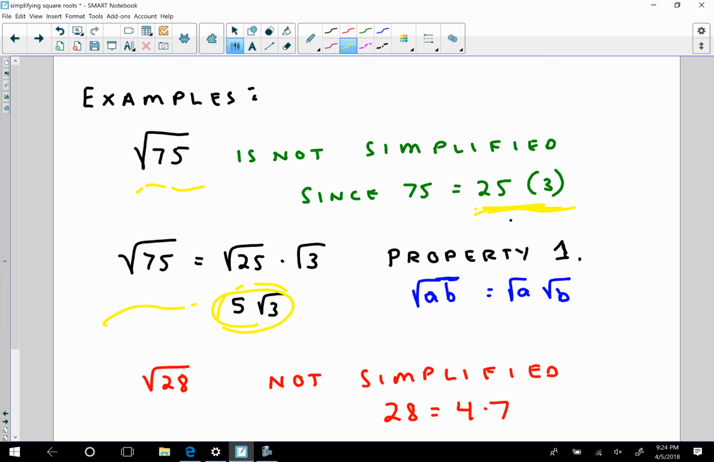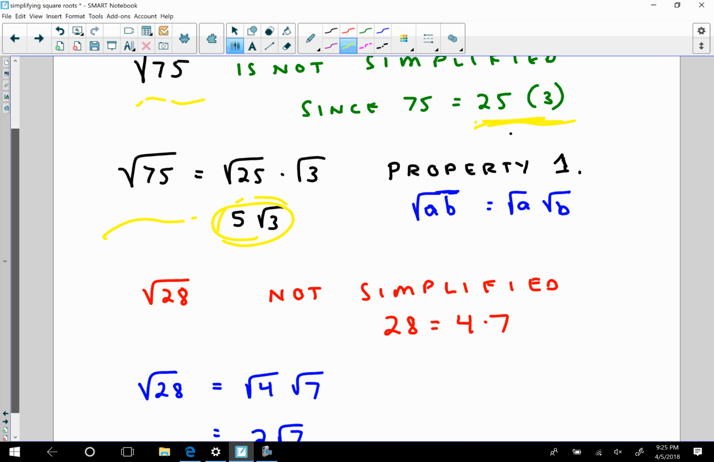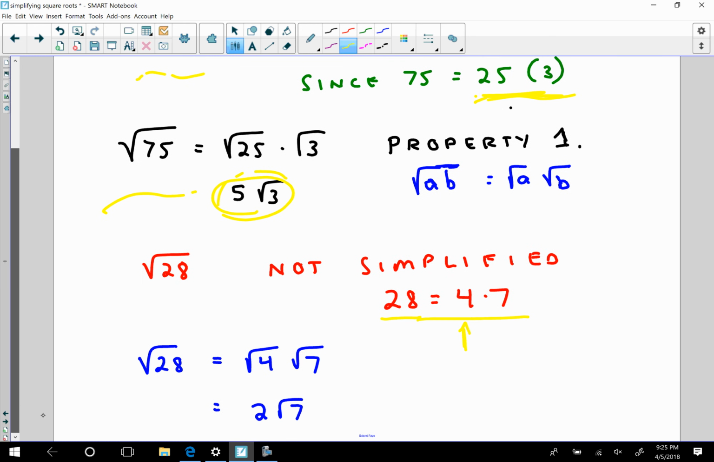How about the square root of 28? The square root of 28 is not simplified since 28, the radicand, is 4 times 7, and we see here that 4 is a perfect square. So how can I simplify this square root of 28? The square root of 28 is simply the square root of 4 times the square root of 7, property 1.